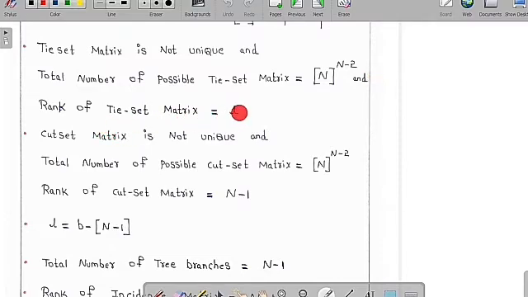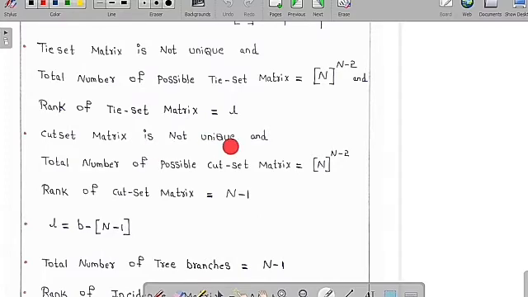The rank of the Dissect matrix is equal to L, because the number of rows of this Dissect matrix is equal to the number of links. So the rank of a Dissect matrix is equal to the number of rows present in the Dissect matrix, which is L. L is called the number of links. It is also called the complementary chords, complementary trees, or chords or links. These are the different names of the links.